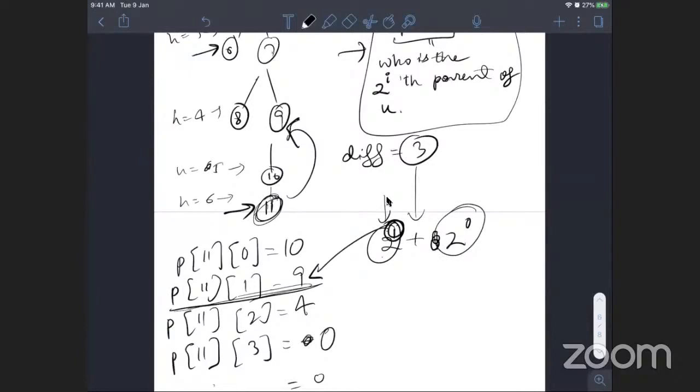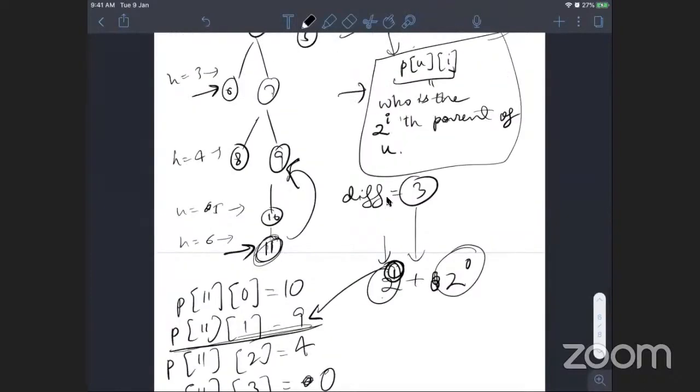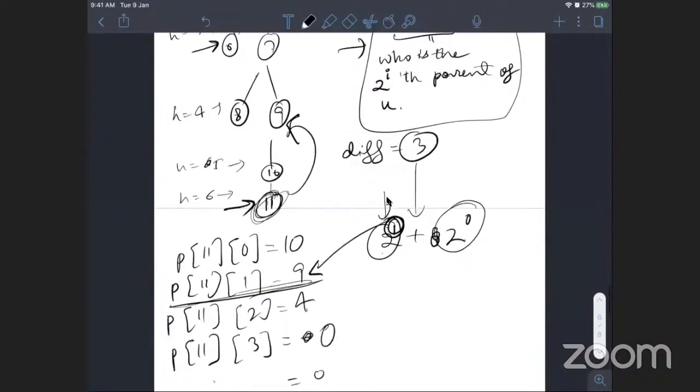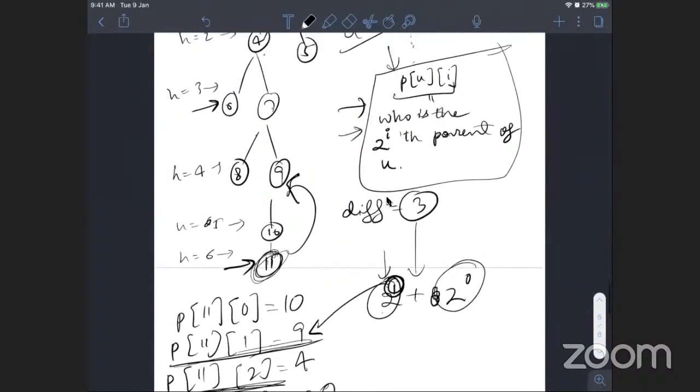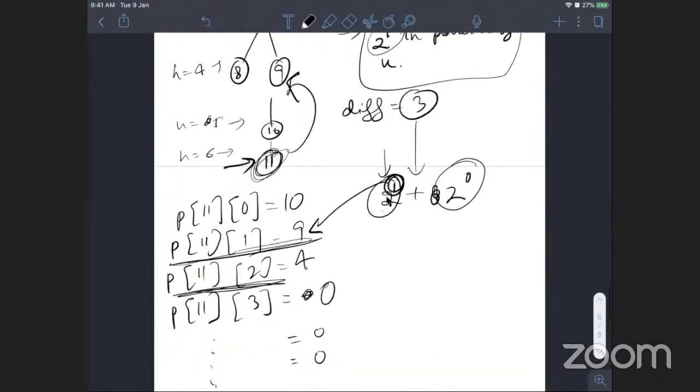P11, 2, 11, greater than 10, greater than 9, greater than 7. I don't understand why you use the greater sign, because technically the node IDs can be jumbled. But otherwise the idea is correct. P11, 2 technically means who's the fourth parent of 11, which is 4. Why? Because P11, 2 stands for 2 to the power 2, which is 4, the fourth parent of 11. You don't really store the path. You just store who it is.